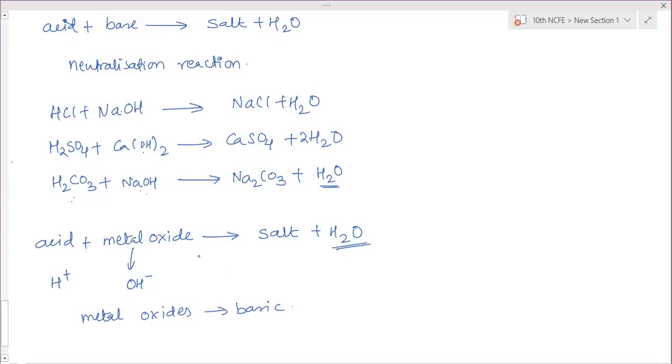So if they ask why metal oxides are basic, we give this equation, and you have to write it. When metal oxides react with acid, the formation of water indicates that H+ ions come from the acid, but the OH- ions come from the metal oxides. Therefore, metal oxides are considered basic in nature. Clear? Yes, ma'am.